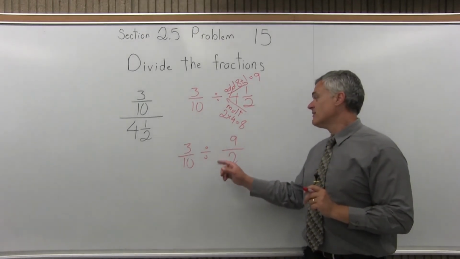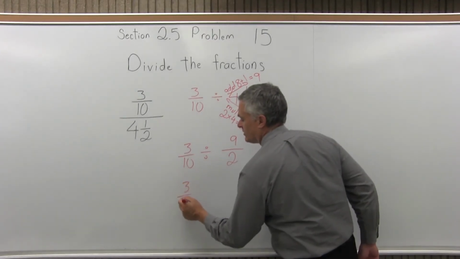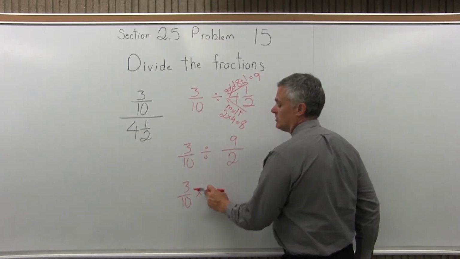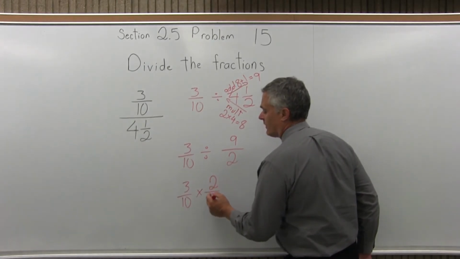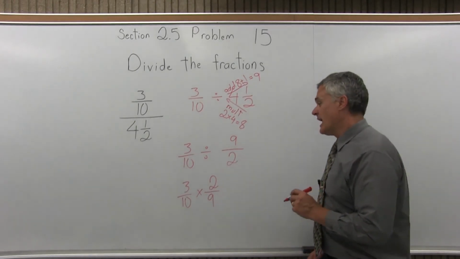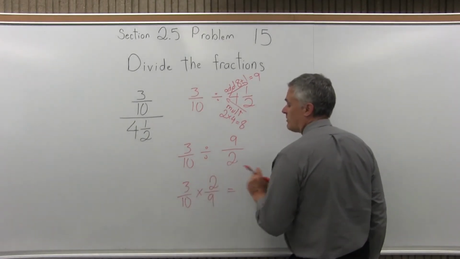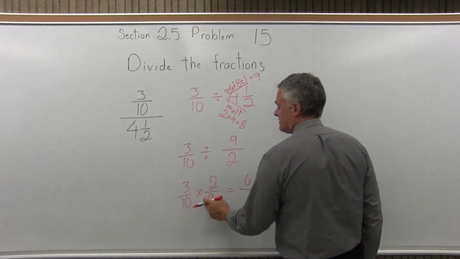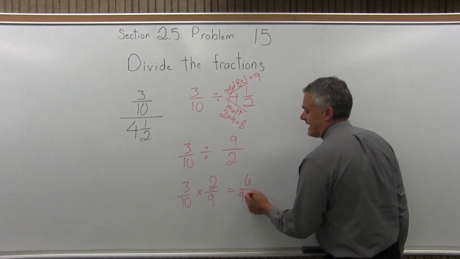Now I have 3/10 divided by 9/2. Now what I will do is leave the first fraction the way it is. It's 3/10, it'll stay 3/10. I will change the division though to a multiplication, and then I will flip the second fraction or invert it. It'll be written as 2 over 9 instead of 9 over 2. And now I can multiply top times top, bottom times bottom. So top times top, or numerator times numerator, is 3 times 2, which is 6. And the bottom times the bottom, or denominator times denominator, 10 times 9, is 90.